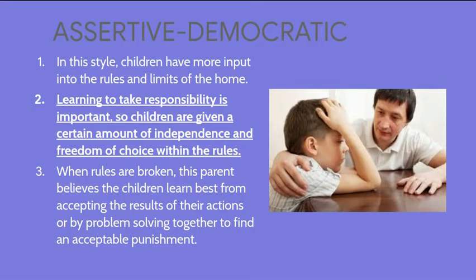When rules are broken, this parent believes the children learn best from accepting the results of their actions or by problem solving together to find an acceptable punishment. So instead of, you were 10 minutes past curfew, so now you're grounded for 10 weeks, they say, okay, you're late. What do you think is an appropriate action? They sometimes will let them pick it, but you also have to remember, they're not going to say, oh, okay, I'll leave 10 minutes later going out next time. Not necessarily, because they still want you to learn the lesson that actions have consequences when rules are broken.